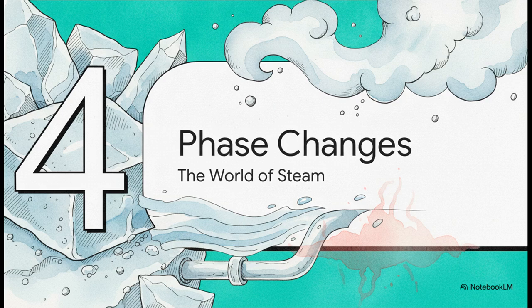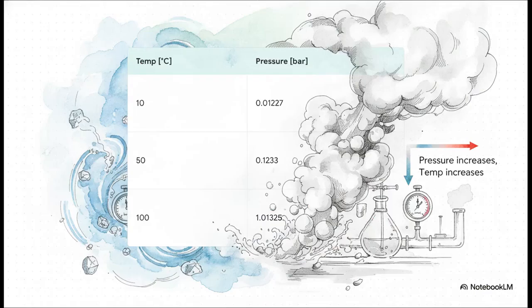Section 4. Understanding phase changes. Welcome to the real world of steam. In the engineering world, property tables, often called steam tables, are absolutely vital. Honestly, university exams usually rely on massive, terrifying walls of these numbers. But if we extract just 3 tiny rows from the saturated water tables, it gives us a wonderfully simple trend.